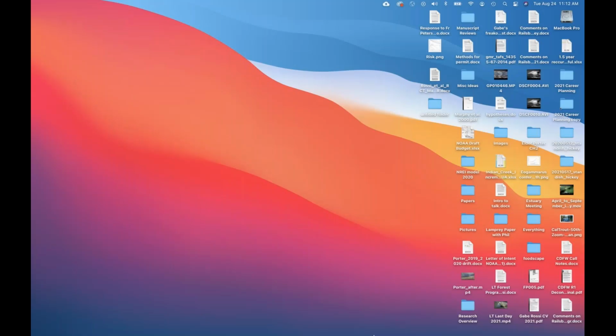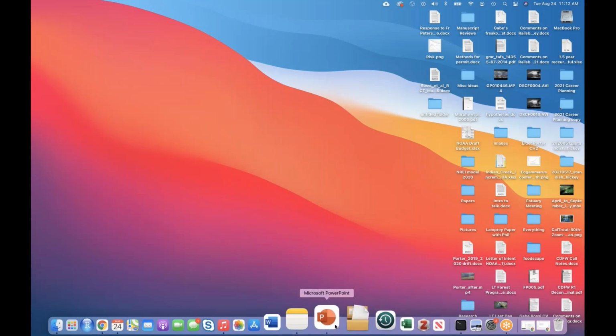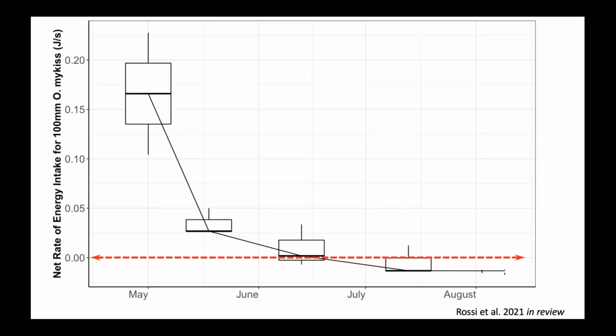Go back to main screen here. So you might ask, why would a fish even want to live in an environment like that? And so from some work we did previously, we looked at the energetic profitability of foraging in these type of streams. And in fact, in early spring and early summer, they can be highly profitable environments for salmon foraging.